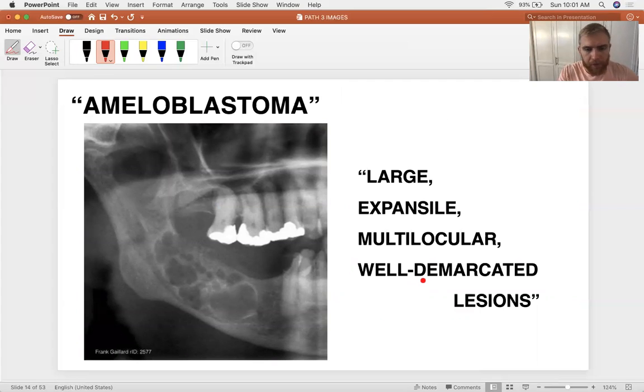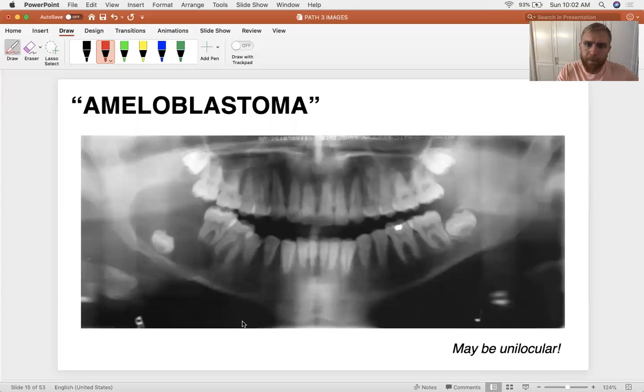Here's what it looks like again, a little bit zoomed in. It's a large, expansile, multilocular lesion. It's a mass lesion, and it's going to be well demarcated, meaning it's got clear boundaries. You can tell the tumor stops right there. It can be unilocular in its early presentation. And here's an example of one over here, right? And you can very clearly see, here are the boundaries of a mass. And then you've got an opacity looking like a pre-developmental tooth stuck up in there.